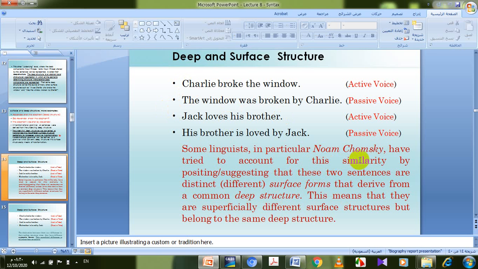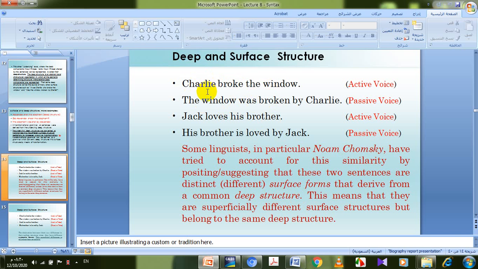So Noam Chomsky emphasizes the idea of similarity. How? By suggesting that these two sentences are different surface forms that derive from a common, shared, one deep structure. Sometimes the deep structure is referred to as the meaning.